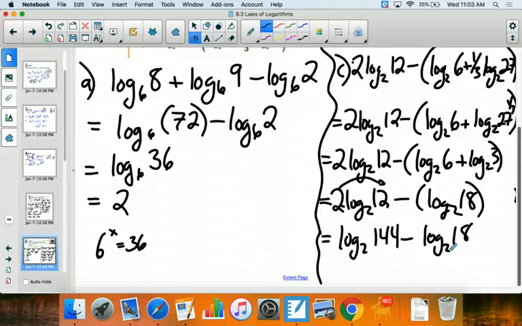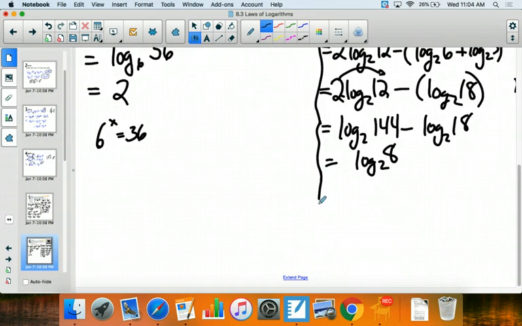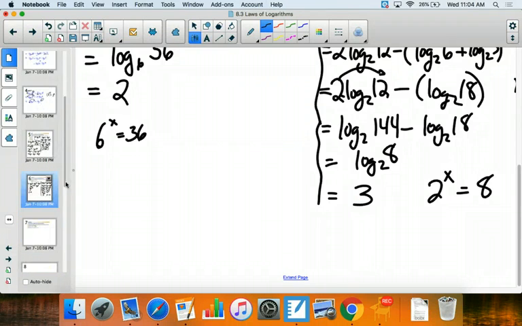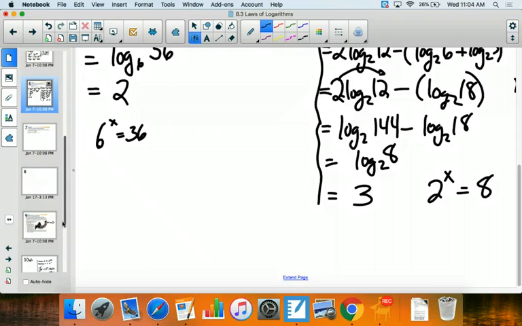Right? So now that you're subtracting logarithms with the same base, you can do a division where 144 divided by 18 is 8, and you're left with log 8 base 2. And now we evaluate that, which again, you're asking yourself, 2 to the power of what equals 8? 3. So this whole thing would evaluate to an answer of 3. Okay? So that's how you're applying logarithms to help you simplify expressions.